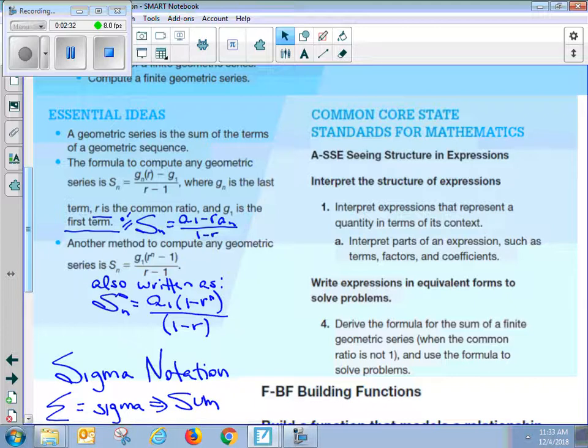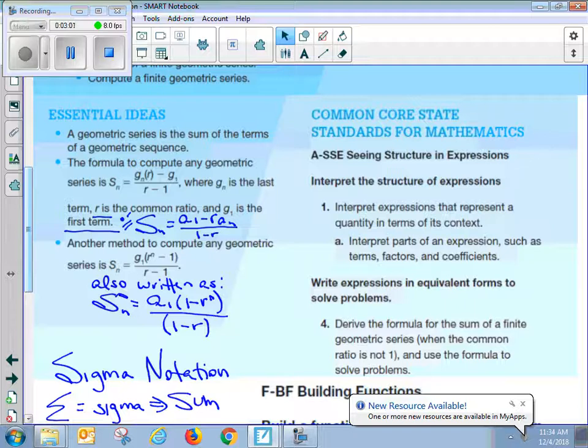But you see that the first of the 2 sum formulas has a G sub 1, so you know the first term, R, and N. The bottom one has a G sub 1 and R, but a G sub N. So you need to know the first term for both. You need to know R for both. But if you know N, you could use the first of the 2 sum formulas. If you know the last term, you would use the last of the 2 sum formulas.